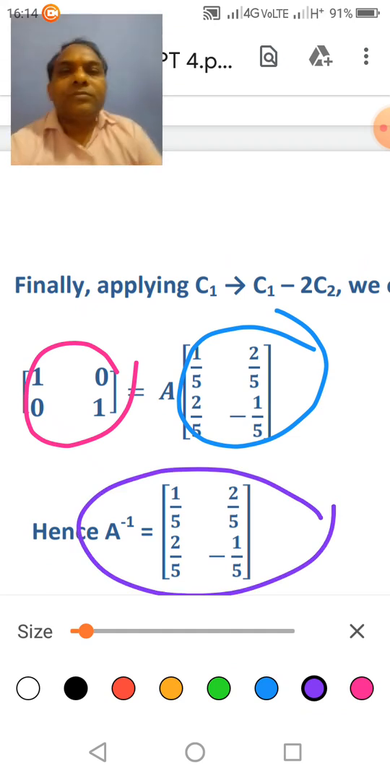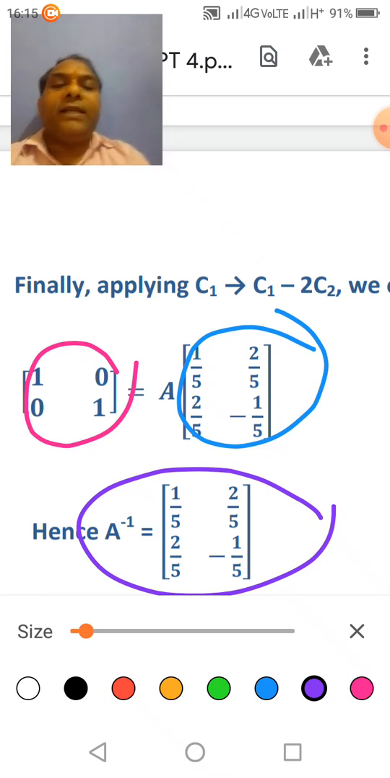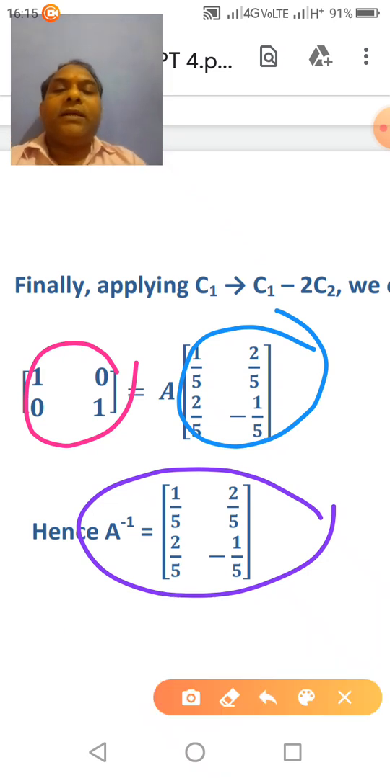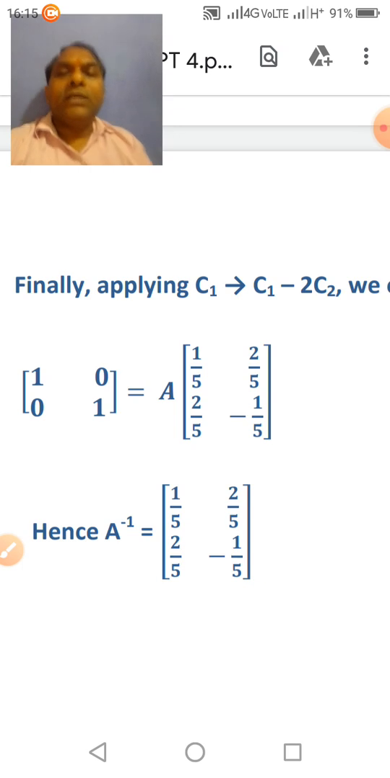So now you have to remember it. You can find the inverse of a matrix by using elementary operation. There are two ways. First, row elementary operation, and second, column elementary operation. In case of row elementary operation, you have to operate rows only. In case of column elementary operation, you have to operate columns only. Clear?